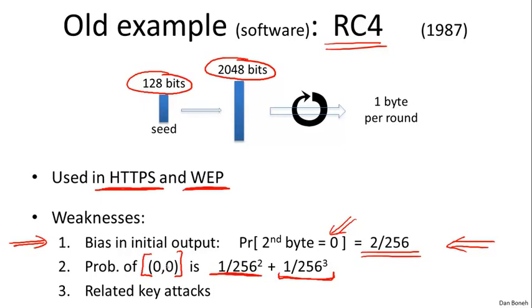Basically, the fact that 00 appears more often than it should gives a distinguisher. And then in the last segment, we talked about related key attacks that were used to attack WEP, that basically say that if one uses keys that are closely related to one another, then it's actually possible to recover the root key. So these are the weaknesses that are known about RC4, and as a result, it's recommended that new systems actually not use RC4 and instead use a modern pseudorandom generator.